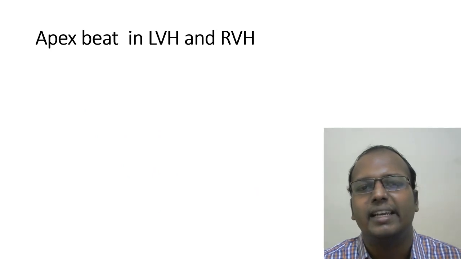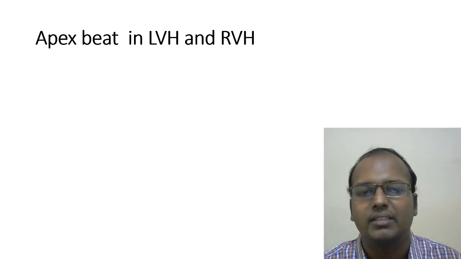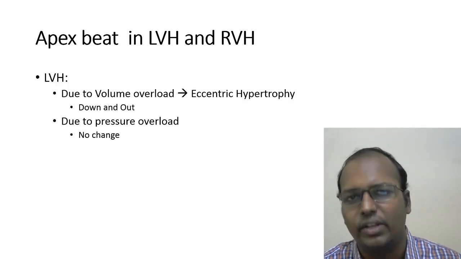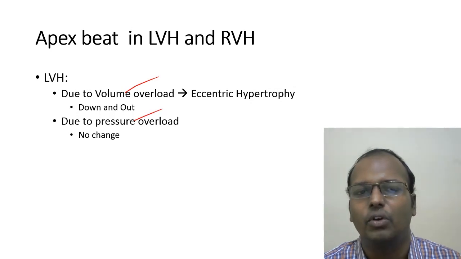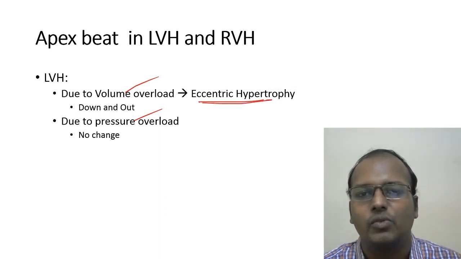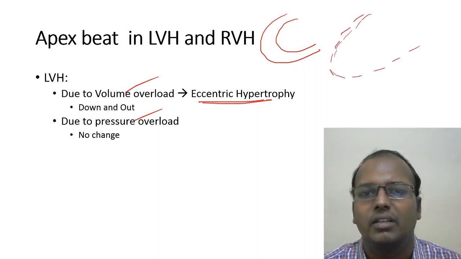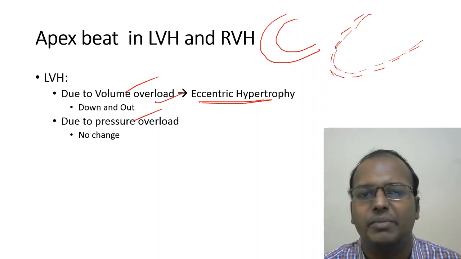Okay, so apex beats in left ventricular hypertrophy versus right ventricular hypertrophy. It's a very important question, very often asked by the examiners. Left ventricular hypertrophy can be of two reasons. One is your volume overload or pressure overload. Volume overload can be due to your mitral regurgitation or aortic regurgitation or hyperdynamic circulatory states, which will lead to eccentric hypertrophy. So what happens is, this is the normal ventricle. Just imagine that this is the normal ventricle. There will be fibers arranging in this direction. Extra fibers will be arranging, so it will be hugely dilated. Okay, and this will lead to a down and out apical impulse, or the apex beat, down and out apex beat.